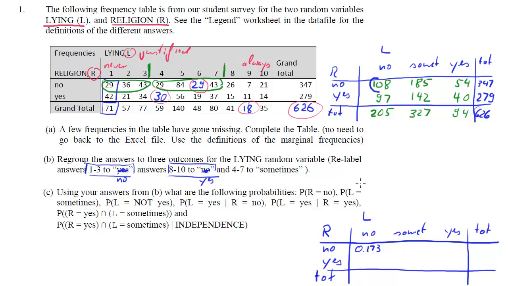Let's calculate the next one. Lying no, religion yes, 97 divided by 626. That is going to be 0.155. Let me round to 3 digits here while I'm a bit space constrained. Now this will sum up. So what we need is 205 over 626. That will be 0.327. So you can already see there's some rounding issue here. If you add this up together, you'll get 328. Okay, and rounding issues are unfortunately unavoidable. So you can complete this table. We know, of course, here we will have a 1. And you can complete this table.